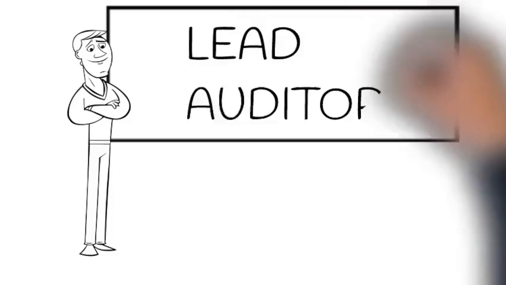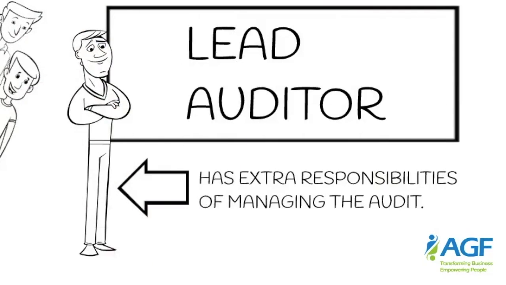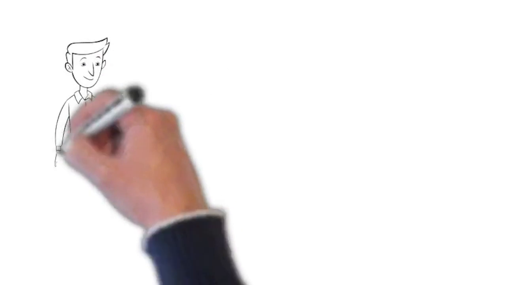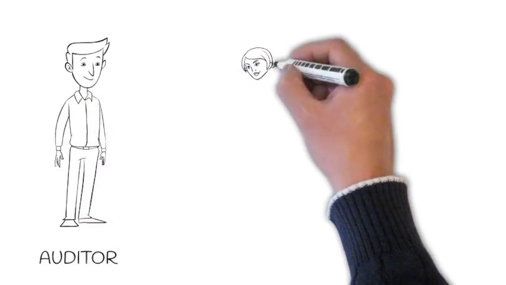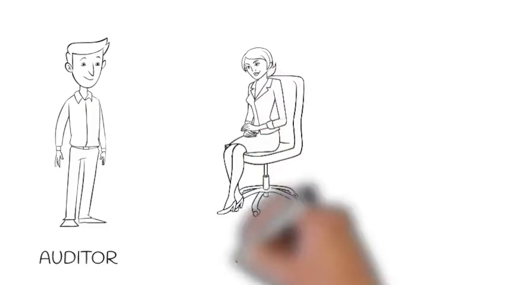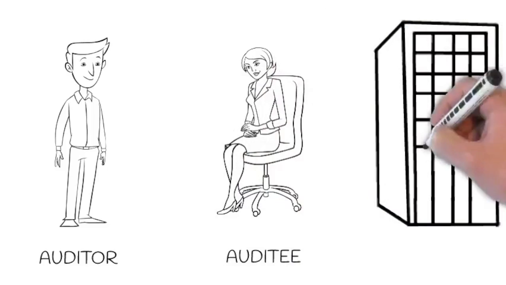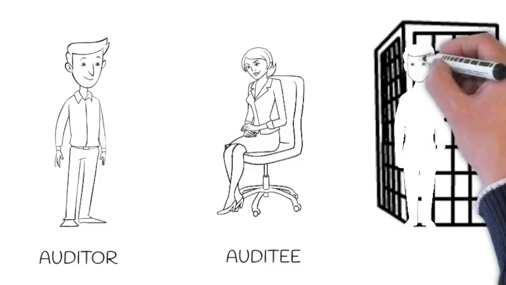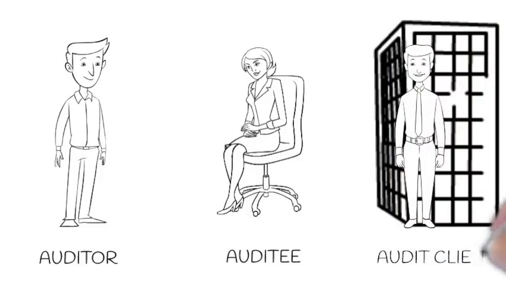The lead auditor, an auditor who has extra responsibility of managing the audit. The auditor, the person qualified to perform audits. The auditee, this is the organization or process owner being audited. And finally, the audit client, this is the organization or person requesting an audit. Each role and responsibility will be discussed further, but first, let us talk about the activities in performing an audit.